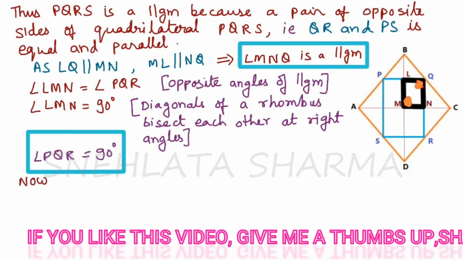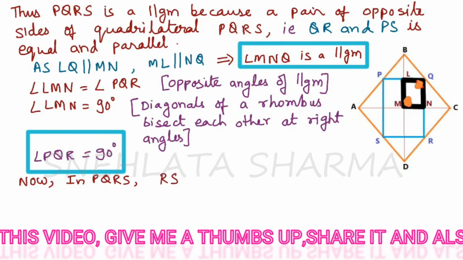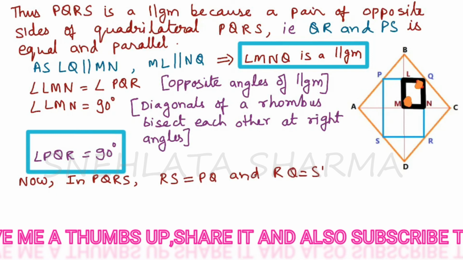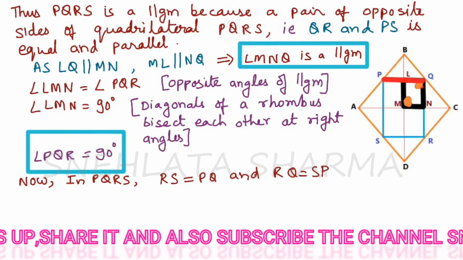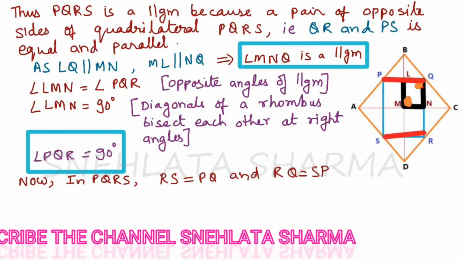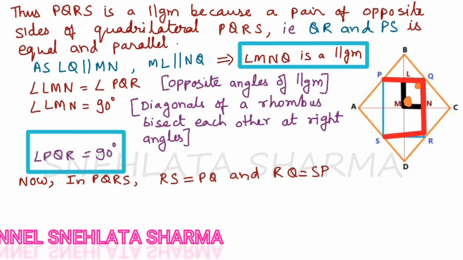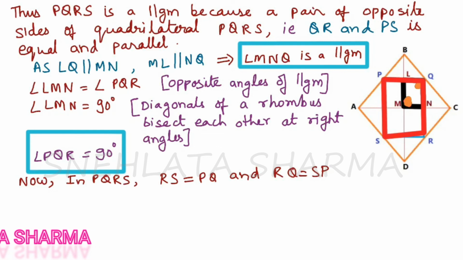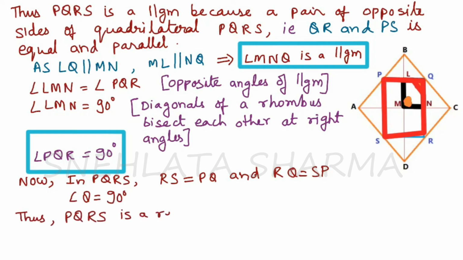Now in PQRS we have RS is equal to PQ and RQ is equal to SP. See figure, this is PQ and this is RS. These two are equal. Also we have RQ is equal to SP. And one angle Q is a right angle. Angle Q is equal to 90 degree. Thus PQRS is a rectangle. Hence proved. I hope आपको ये दोनों क्वेश्चन समझ में आ गए हैं.